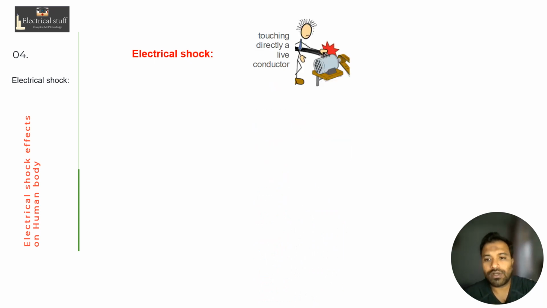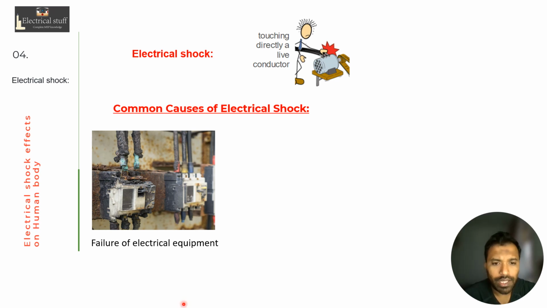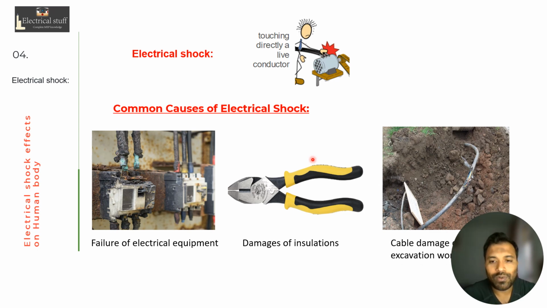Now we will see the electrical shock. How do you get it? So what are the common causes? Due to electrical equipment failure, and then these electrical tools, while we are working with them, the insulation is damaged. Due to the damage of insulation, you have a chance of getting shock. And underground cable damage. This is the most common electrical hazard. People excavating don't know where the cable is laid, they excavate further, and then you get a chance of getting electrical shock.